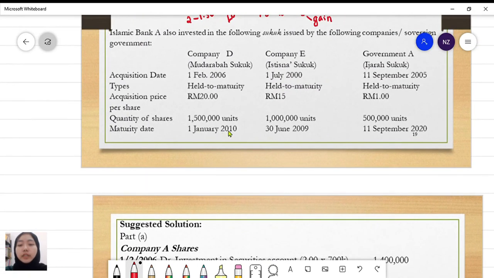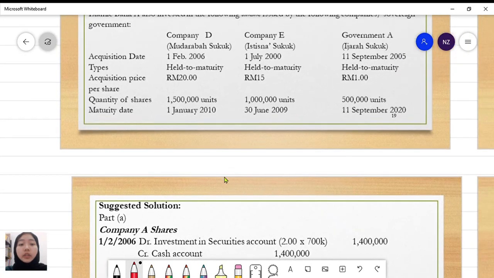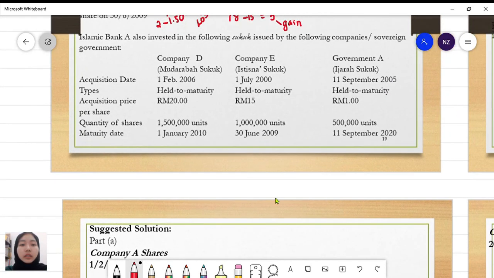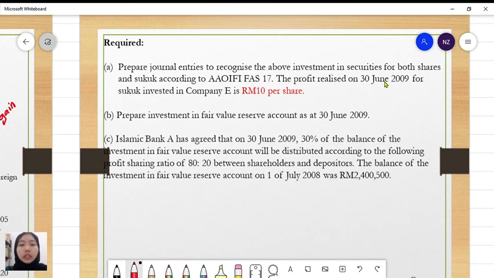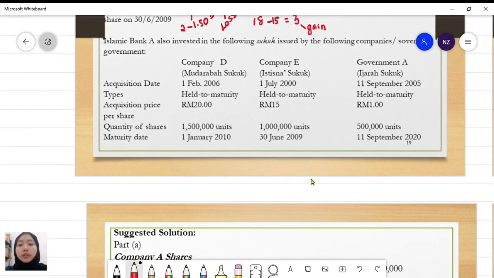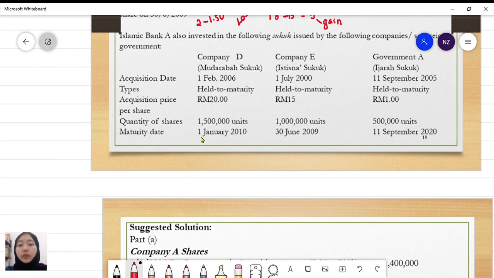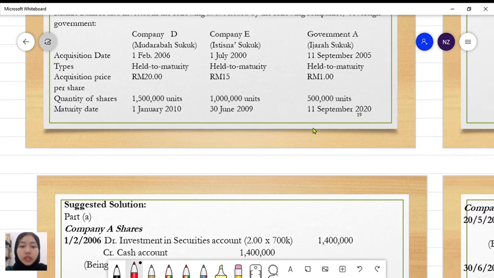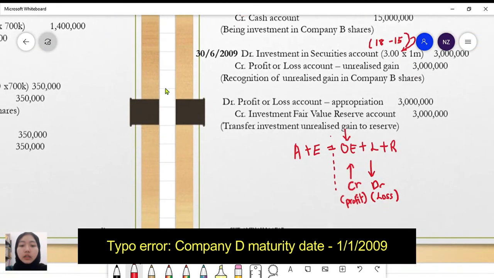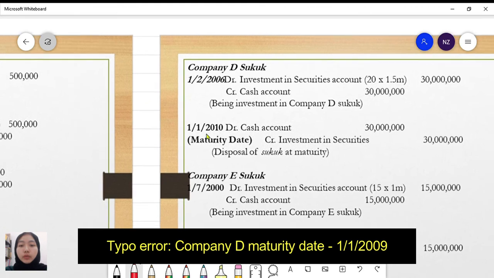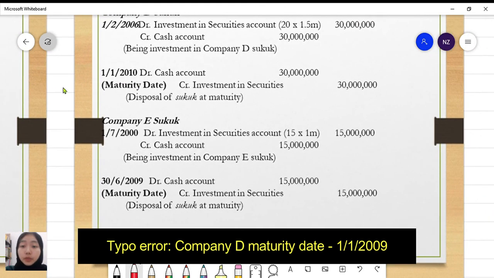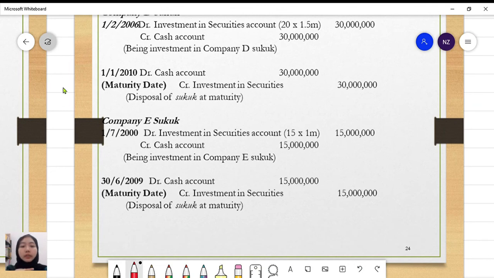1st January 2010. We have to close the account. I mean the journal we had to do earlier is on 2009, right? Where? Here. The earlier journal asked us to do 30 June 2009. So its maturity date has been reached at 1st January 2010. So we just record it, because it is only another one day. We record here, 1st January 2010. So it has reached maturity date. When it has reached maturity date, it means this includes the journal entry for the disposals of sukuk at maturity.